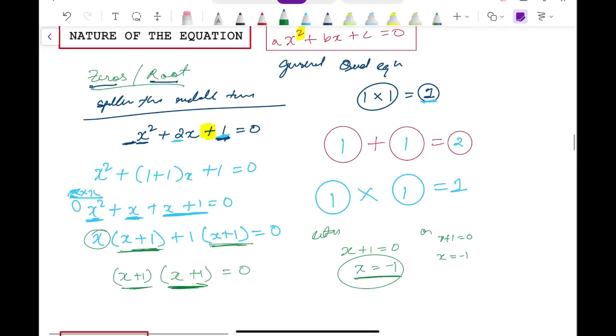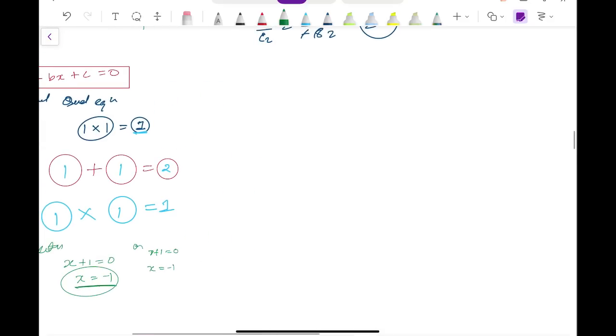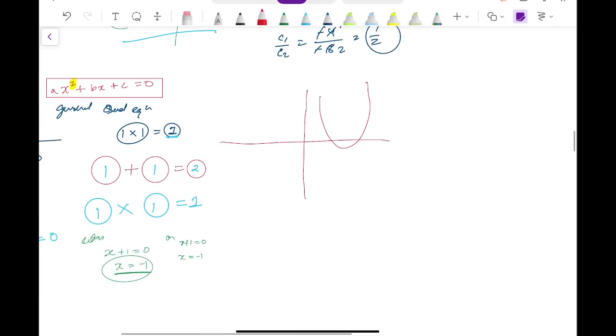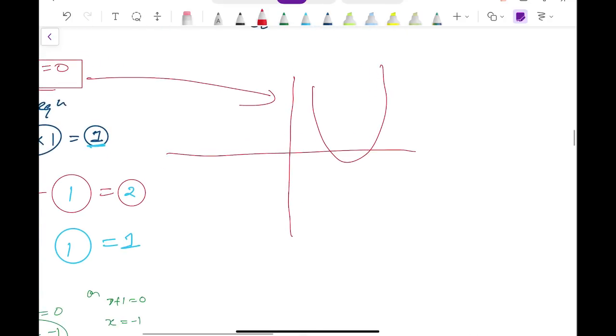So when we talk about the root of an equation, the question can also be asked this way. You may be given a graph like this, a parabola. Remember, a quadratic equation will always give you a parabola. Always remember that. If this is a parabola, then this line we call the x-axis, right? And this line we call the y-axis.